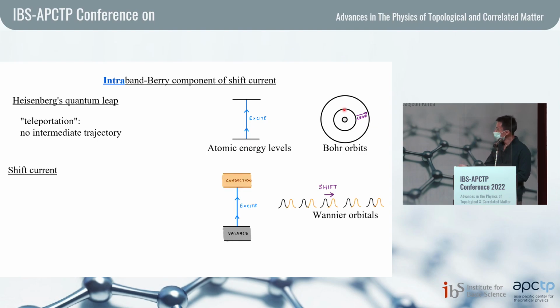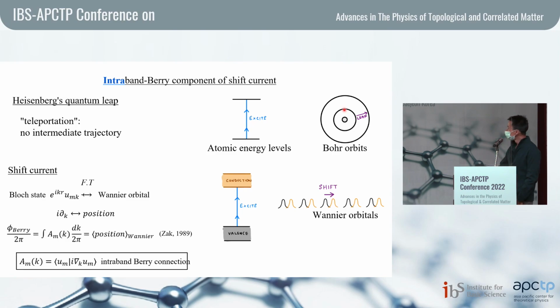So really, the shift current is a solid state analog of Heisenberg's quantum leap, right? So now you have an excitation between a valence and conduction band, but now the shift, or the quantum leap, is really between localized Wannier orbitals. But how do we translate this intuition into some formula?